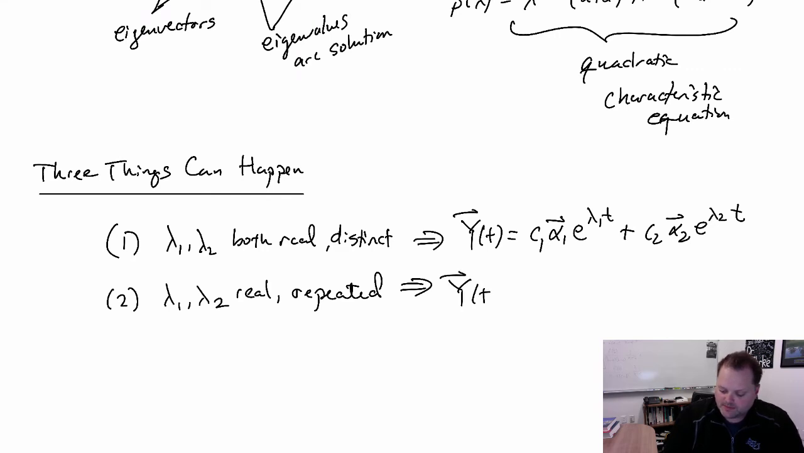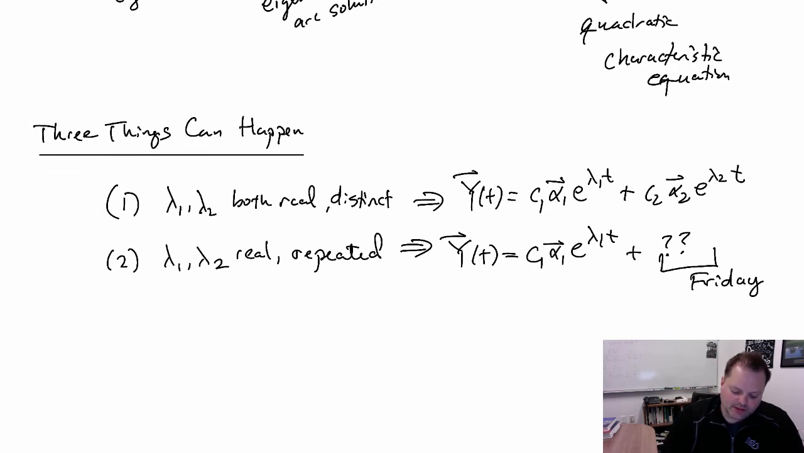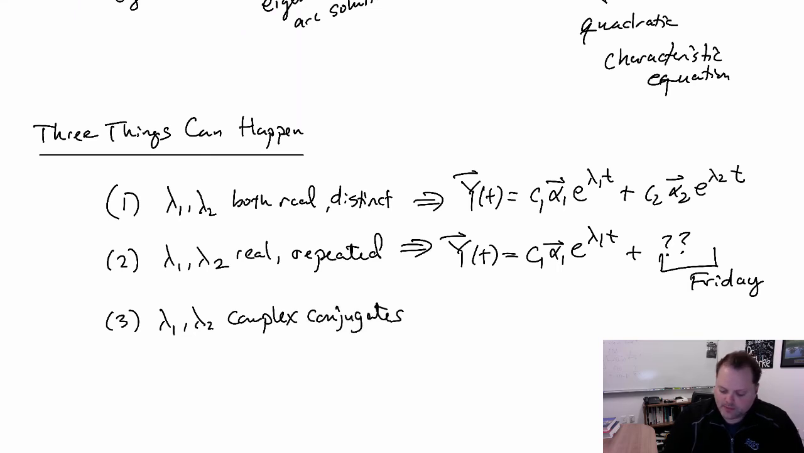Well, in this case, you get c1 alpha 1 e to the lambda 1 t, but I can't write down my second solution because lambda 2 is the same as lambda 1, so alpha 2 would be the same as alpha 1, and I would just get a repeat of this. So on Friday, we're going to figure out what that second solution looks like. But today, what we're dealing with is, what if lambda 1 and lambda 2 are complex conjugates of one another?